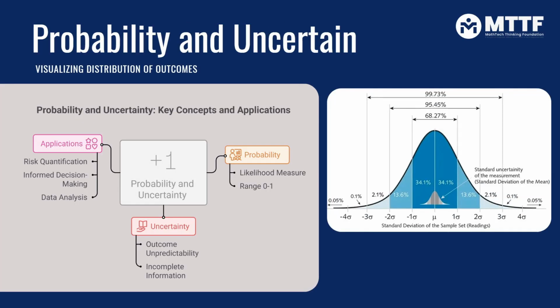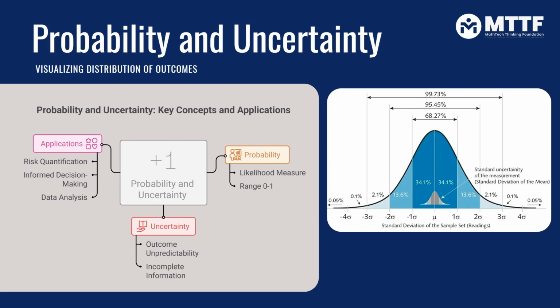Probability and uncertainty: making decisions under uncertainty. In the real world, outcomes are rarely certain. This is where probability becomes essential. Probability helps us visualize the distribution of outcomes. Instead of giving a single answer, it tells us how likely different outcomes are.